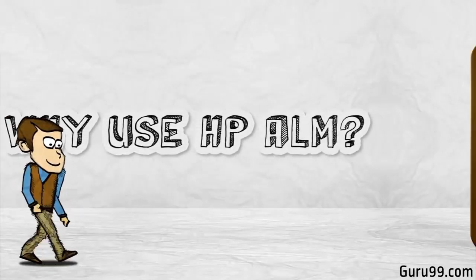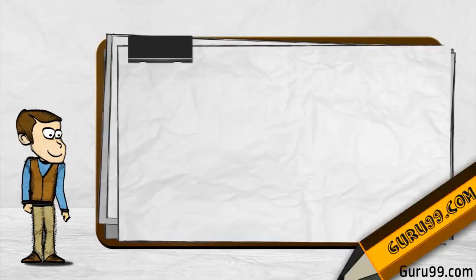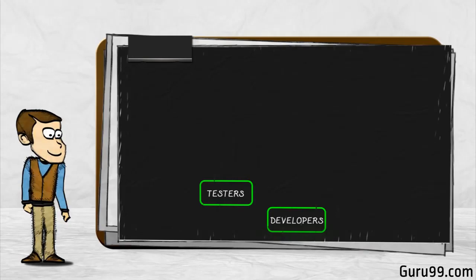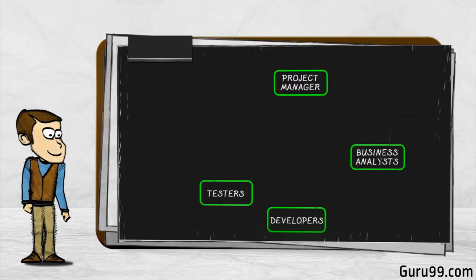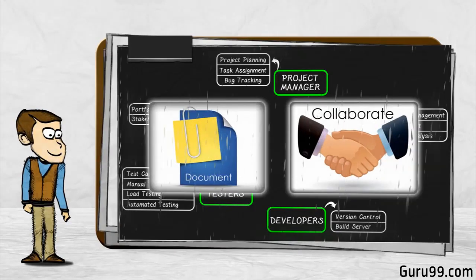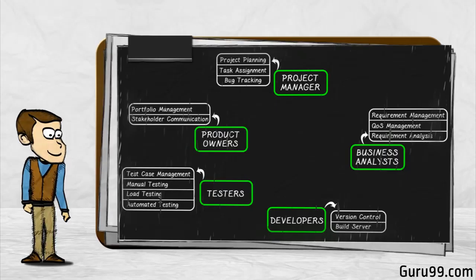Why use HP ALM? The various stakeholders involved in a typical project are the developer, tester, business analysts, project managers, and product owners. These stakeholders perform diverse sets of activities that need to be communicated to all concerned team members. If we do not maintain a centralized repository to record, maintain, and track all the artifacts related to the project, it will unquestionably fail. We also need a mechanism to document and collaborate on all testing and development activities.